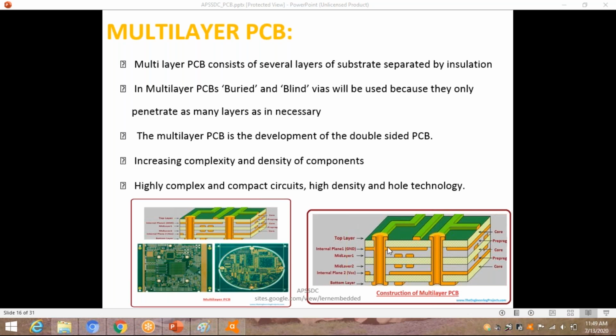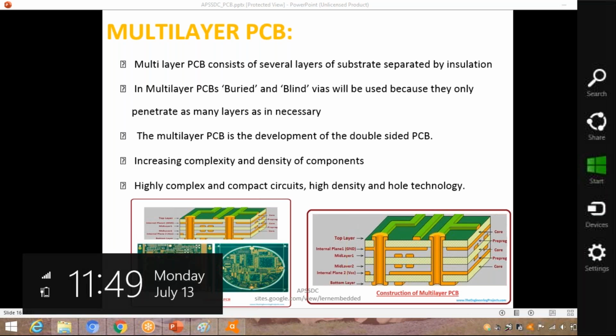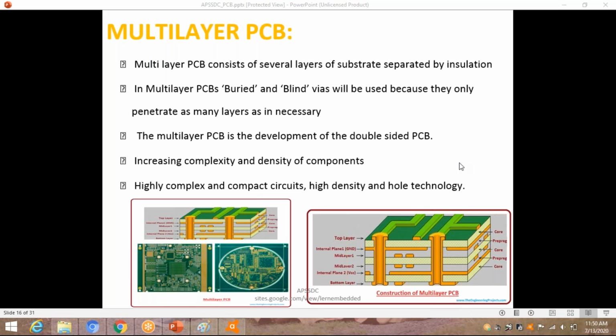Is it clear? Yes, sir. These are 0.1 inch tracks. They will not be present in the entire layer. We will be drilling holes where the space is available for the designer. Is it clear? Yes, I understand.